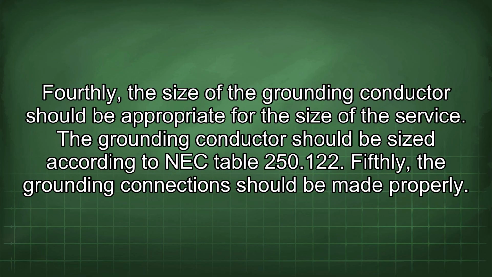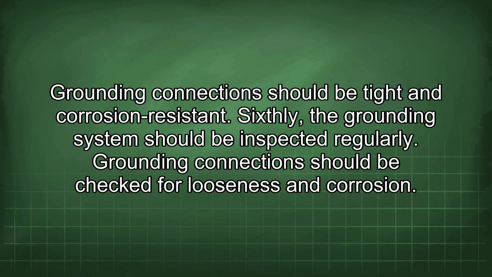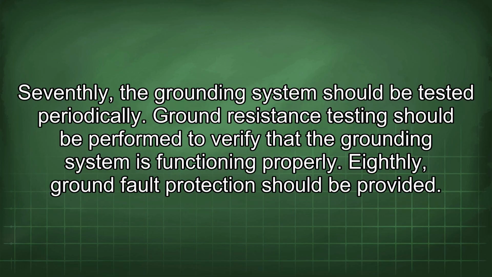Fourthly, the size of the grounding conductor should be appropriate for the size of the service. The grounding conductor should be sized according to NEC Table 250.122. Fifthly, the grounding connection should be made properly. Grounding connections should be tight and corrosion resistant. Sixthly, the grounding system should be inspected regularly. Grounding connections should be checked for looseness and corrosion. Seventhly, the grounding system should be tested periodically. Ground resistance testing should be performed to verify that the grounding system is functioning properly.